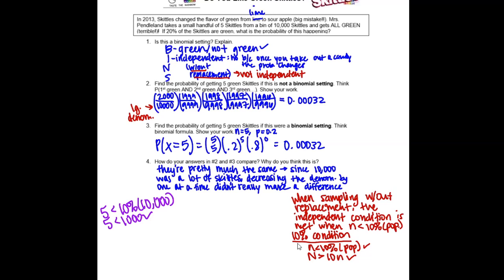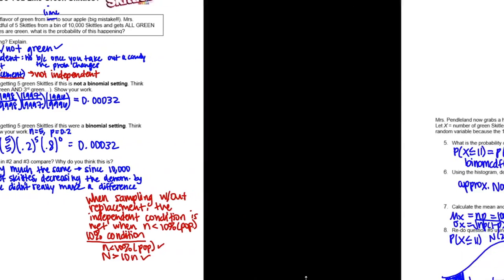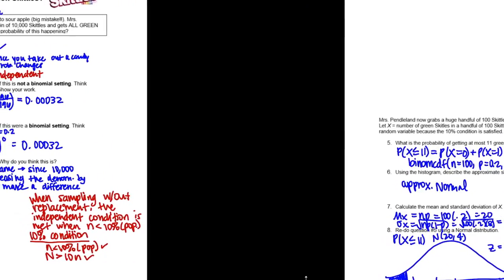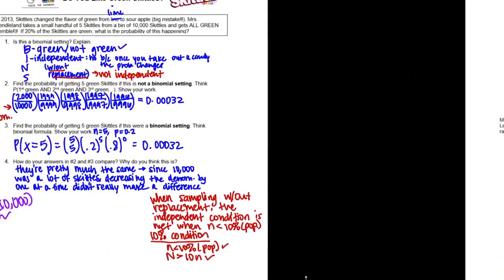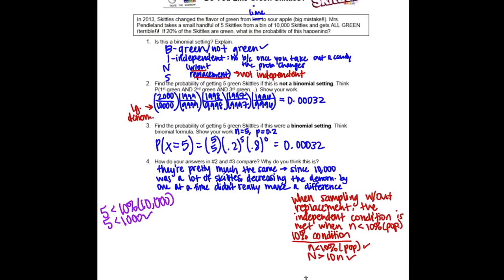So if you look at number 5, or before you get to number 5, we're going to sample 100 Skittles, and we can use the 10% rule because 100 is less than 10% of 10,000. So make sure you write that down before you get to the rest. Now I want you to complete 5 through 8. So go ahead and pause the video and then complete 5 through 8.